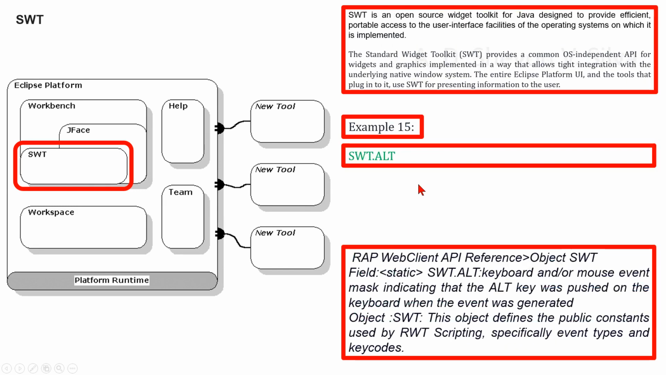Now we are considering object SWT fields in RAP web client API reference. Here is static SWT.alt, keyboard or mouse event mask indicating that the alt key was pushed on the keyboard when the event is generated. This is in the object SWT. This object defines the public constants used by RWT scripting, specifically event types and key codes.